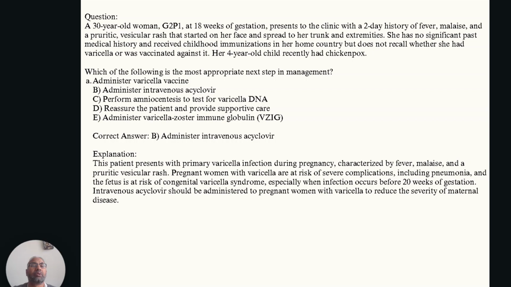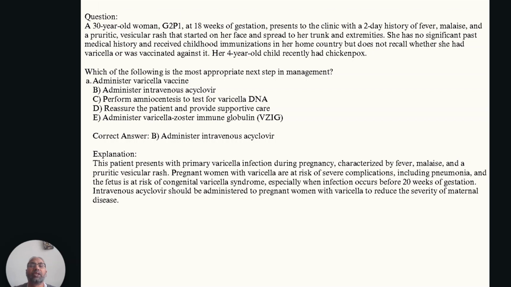Coming to the question on this, let us first read the question. Which of the following is the most appropriate next step in management? A 38-year-old woman, G2P1 at 18 weeks of gestation, presents to the clinic with a 2-day history of fever, malaise, and a pruritic vesicular rash that started on her face and spread to her trunk and extremities. These are the classic features of varicella infection or chickenpox infection.